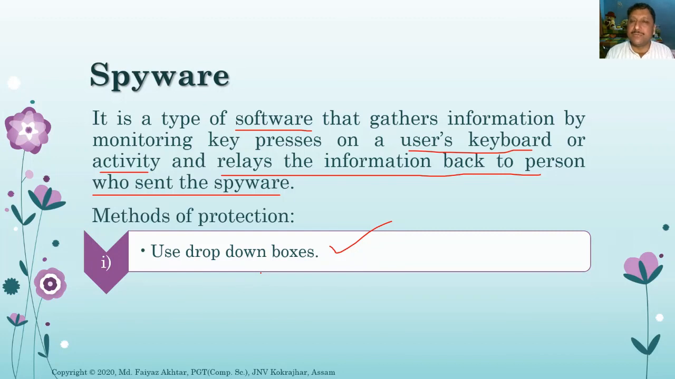Never type from the keyboard. Avoid typing any information from the keyboard if the option is already there. For example, if you want to enter a date of birth, you can find a calendar option. Just click on the calendar option and select your date of birth from it. However, you can also type the date of birth, but you should never type it. Just use the calendar button and select the date of birth. That is known as drop-down boxes.